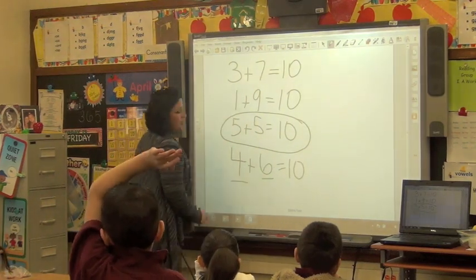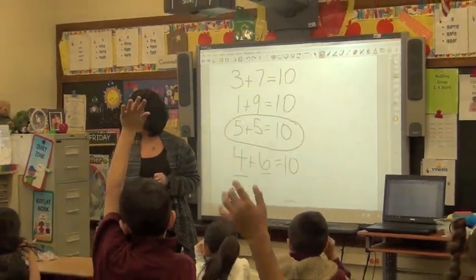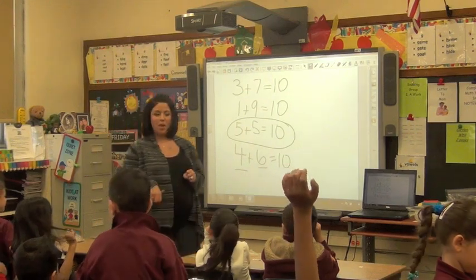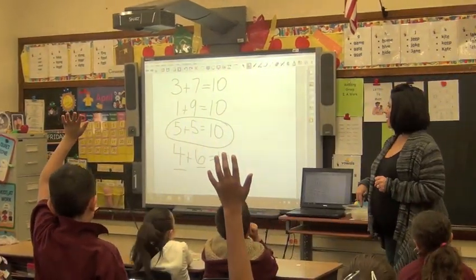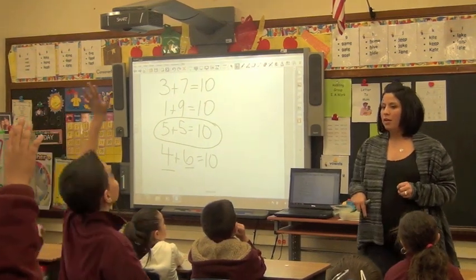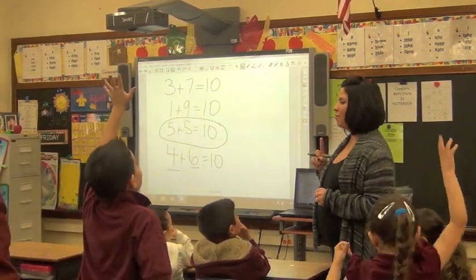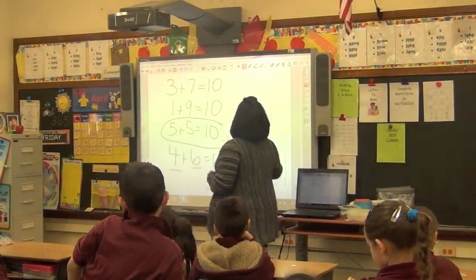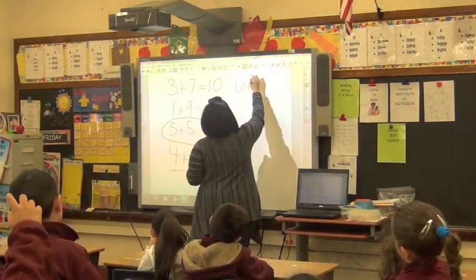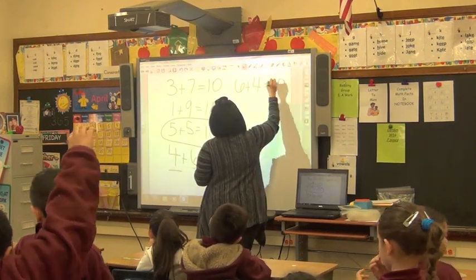Look at these two numbers in here. They're what? Even. They're even numbers. Very good. Does anybody have a flip? Ooh, I do. Add to this. Yeah, Jerry, what's your flip? 6 plus 4 equals 10. Excellent. 6 plus 4 equals 10.